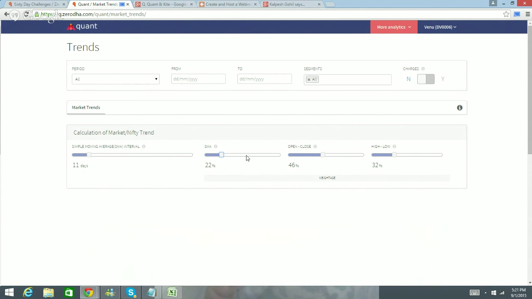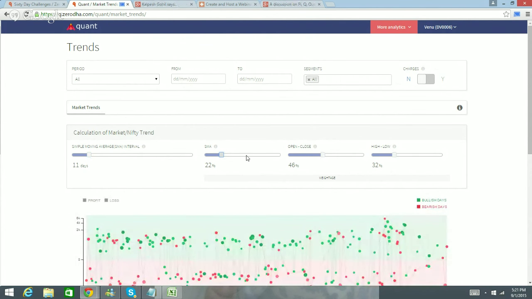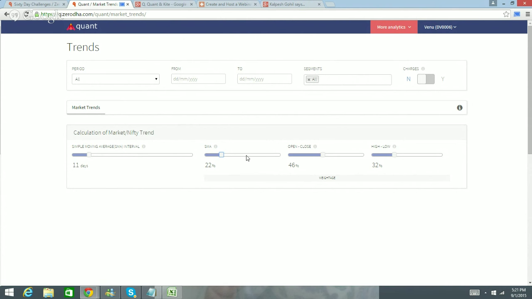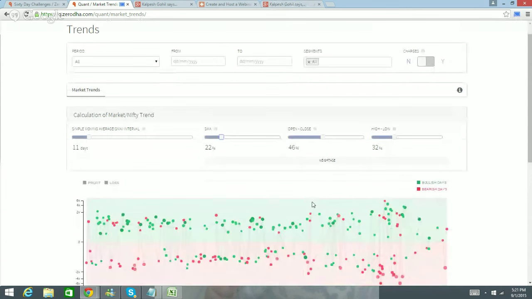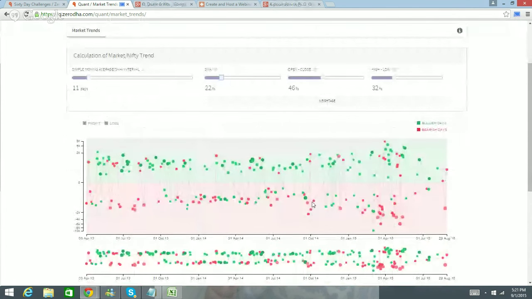Also, I think we need something for choppy markets as well, because we spend a lot more time in a choppy market than in straight bullish or bearish. So we'll have to add another one. I'll make a note on figuring out how we can show choppy markets on this, right?